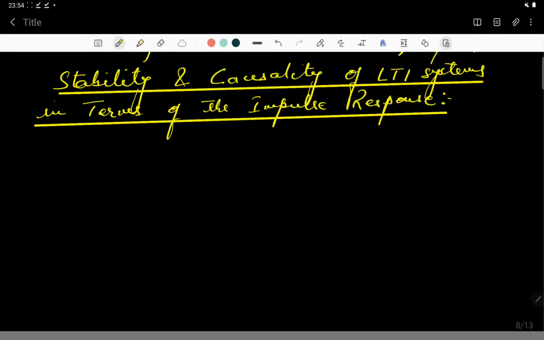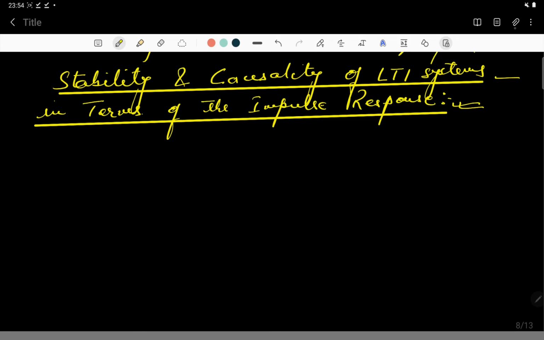Hello everyone. So we were discussing the linear time invariant system. In the last lecture we discussed the linear time invariant system for the discrete time system. Today we are going to discuss the stability and causality of a linear time invariant system in terms of impulse response.